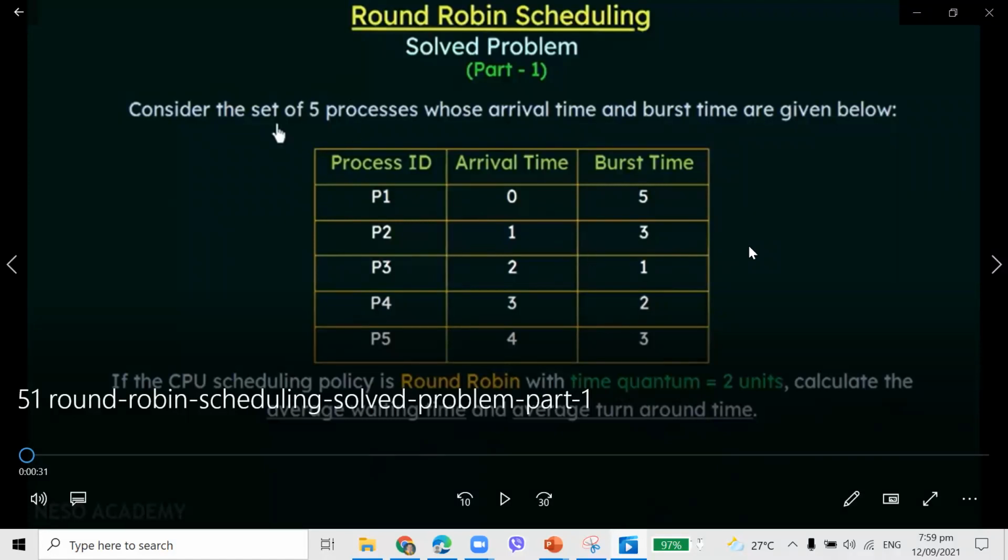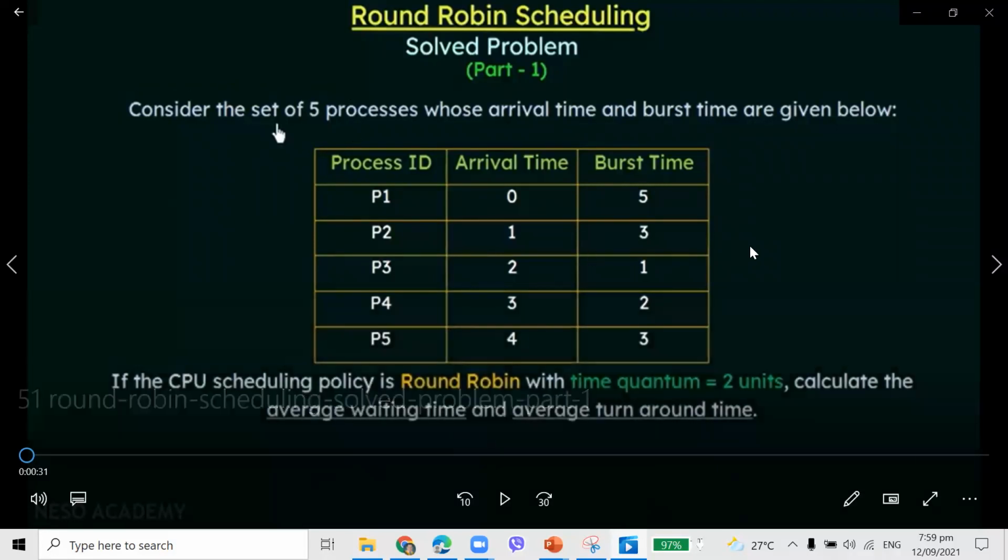Okay, so this time I will give you an additional problem with solutions from Neso Academy about round robin scheduling.